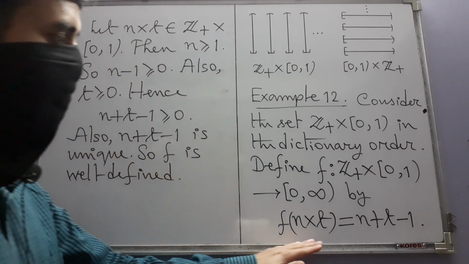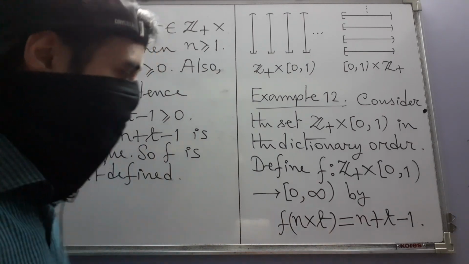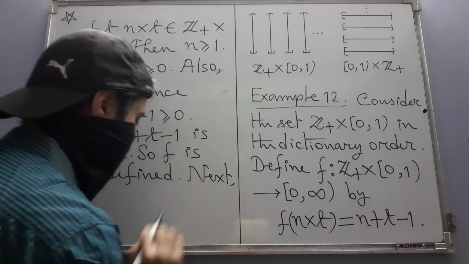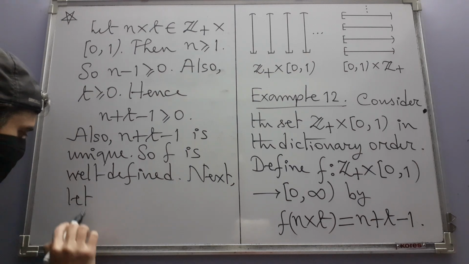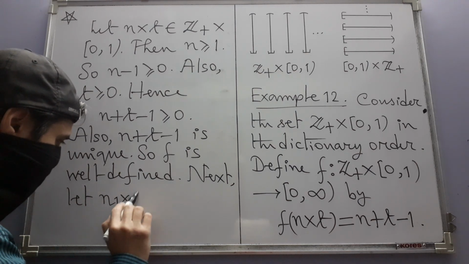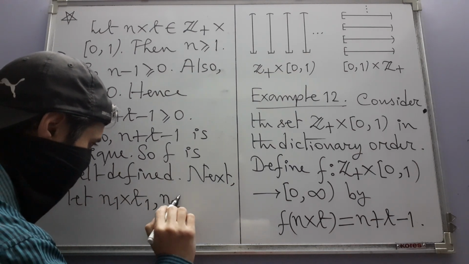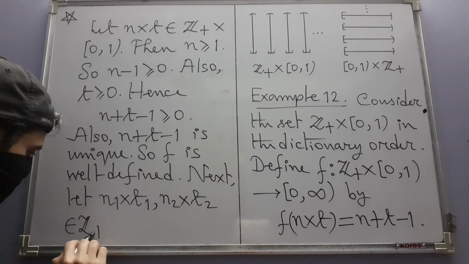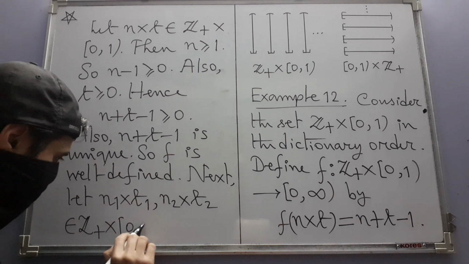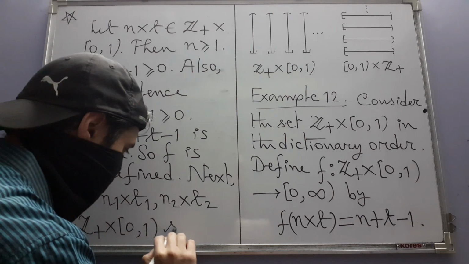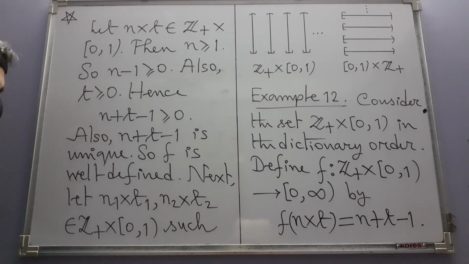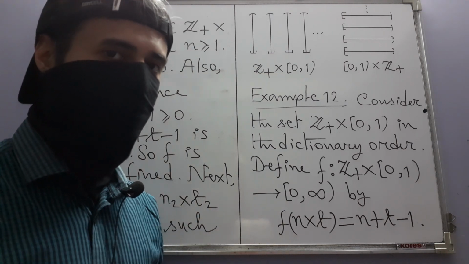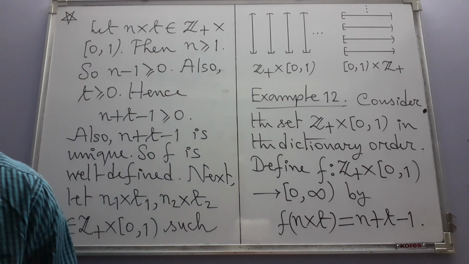Next we go for injectivity or one-to-oneness. Next, let n1 times t1 and n2 times t2 belong to this domain, such that the outputs are equal, and then we have to prove that the inputs are also equal. That will show that the function is one-to-one.